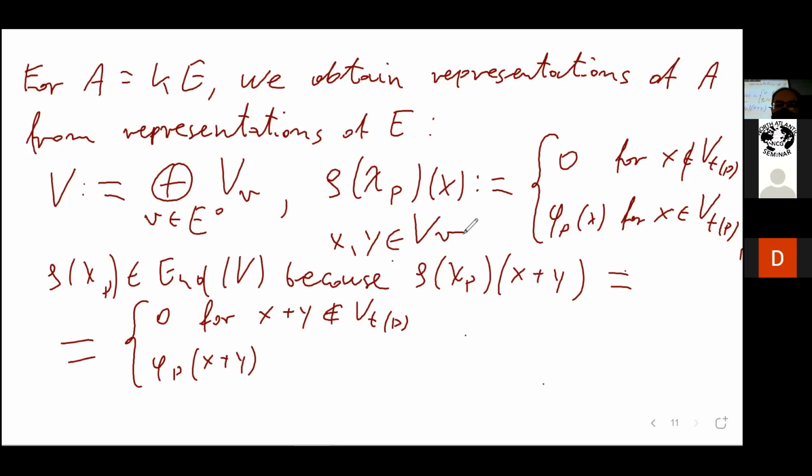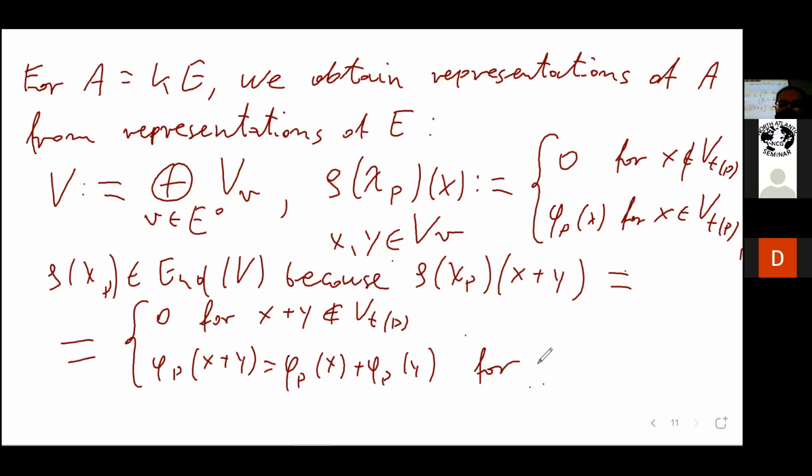And this means that, of course, also x plus y is in this vector space V. So if V is not TP, it's just 0. Okay. And if V is equal to TP, then, remember, this is an algebra, this is a linear map. So this is phi p of x plus phi p of y.